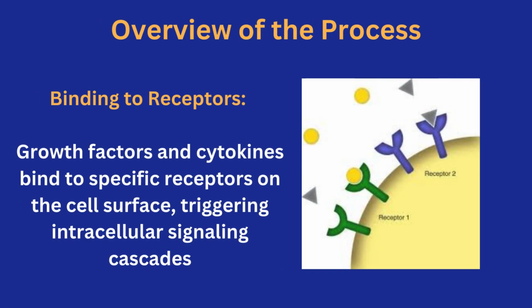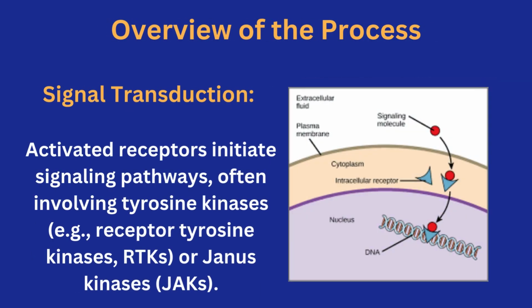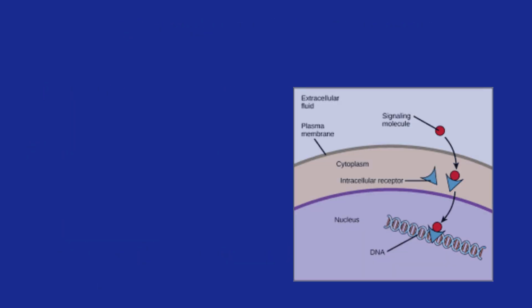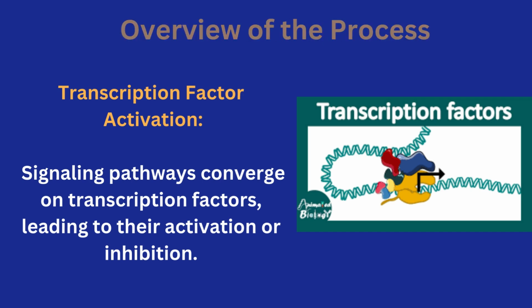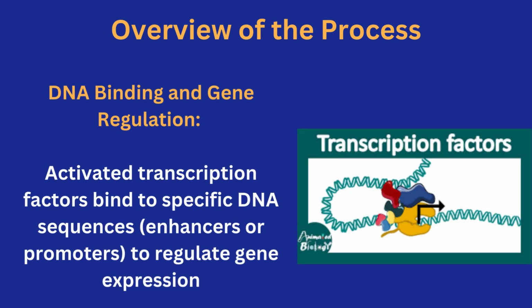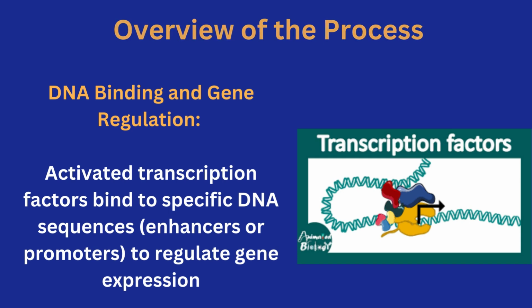Overview of the process. Binding to receptors. Growth factors and cytokines bind to specific receptors on the cell surface, triggering intracellular signaling cascades. Signal transduction. Activated receptors initiate signaling pathways, often involving tyrosine kinases, e.g., receptor tyrosine kinases (RTKs), or Janus kinases (JAKs). Transcription factor activation. Signaling pathways converge on transcription factors, leading to their activation or inhibition. DNA binding and gene regulation. Activated transcription factors bind to specific DNA sequences, enhancers or promoters, to regulate gene expression.